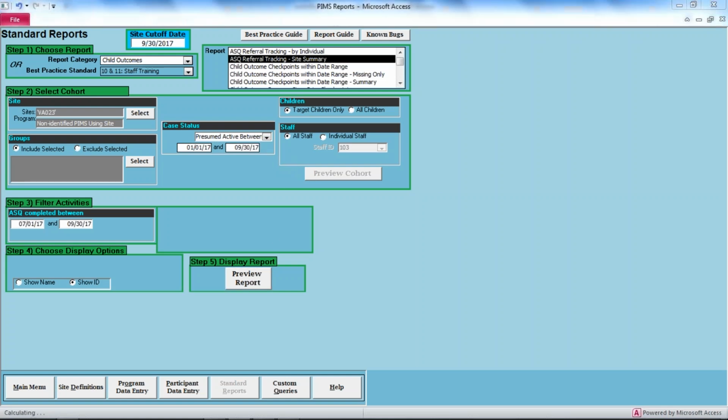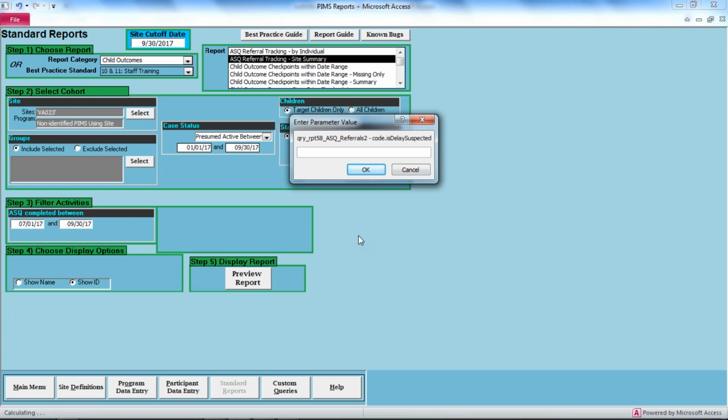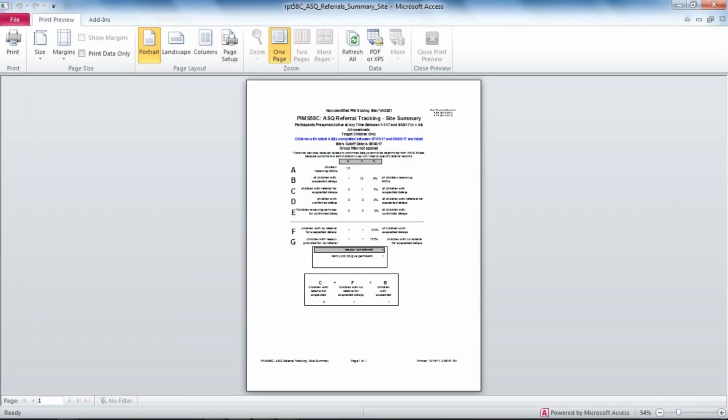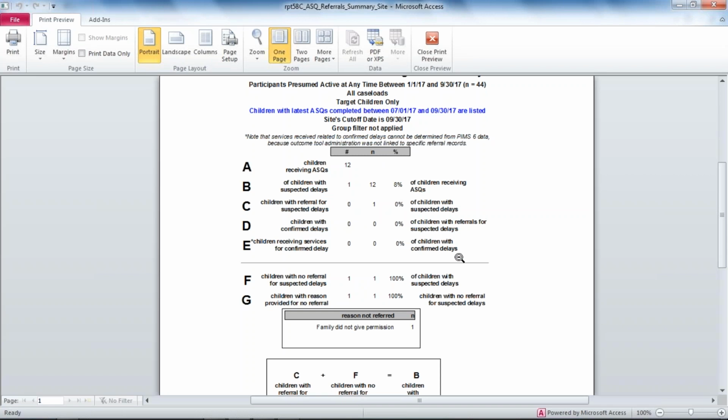See if we get any numbers on here. Currently, this little parameter value will pop up, but it will not affect your report. It's one of those nagging little things that Rob's got to figure out where that's coming from, but it does not change your data. You can leave it blank, click OK, and it provides your report. Okay.